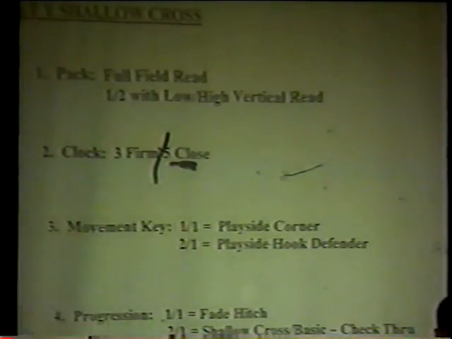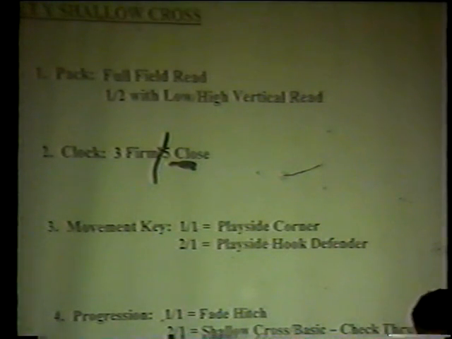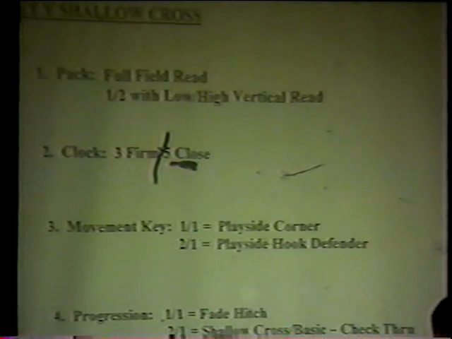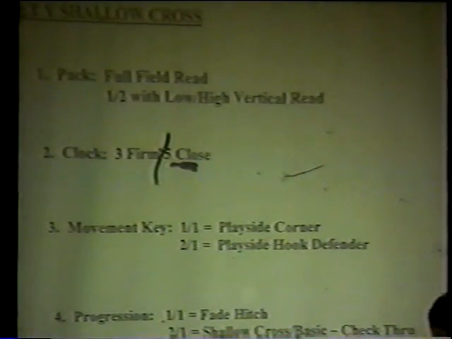And the same thing on Y shell cross and E or eagle follow. If the quarterback's in doubt, he just plays the vertical read, the low-high read. Don't mess with the corner, don't throw a pick, just come back to the vertical read. The movement key, again, is the play side corner.